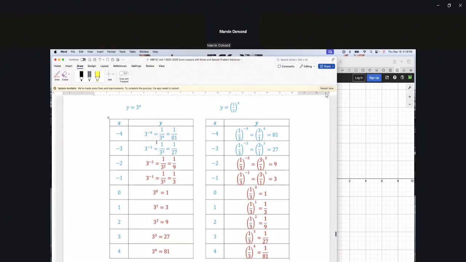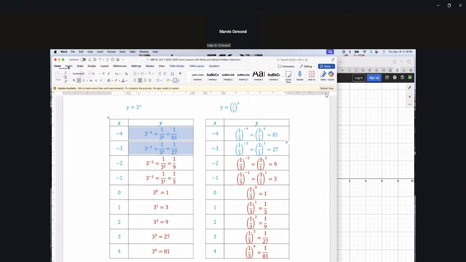I'm just going to make these all red. So 3 to the negative 4 means 1 over 3 to the power 4, or 1 over 81. 3 to the power negative 3 means 1 over 3 cubed, or 1 over 27. 3 to the negative 2 is 1 over 3 squared, or 1 over 9. 3 to the power negative 1 is 1 over 3 to the power 1, or 1 over 3. 3 to the power 0: anything to the power 0 is 1.